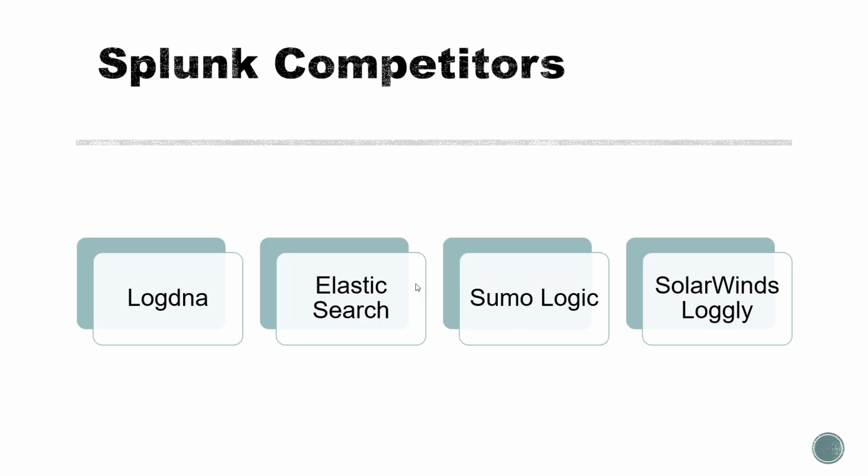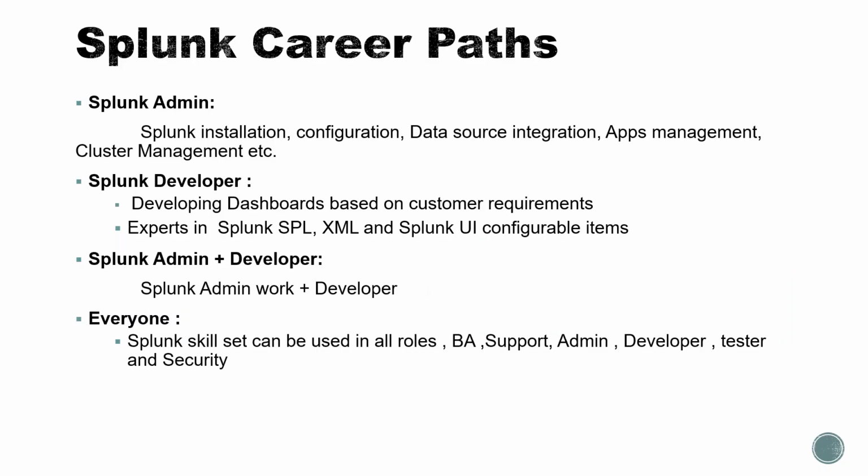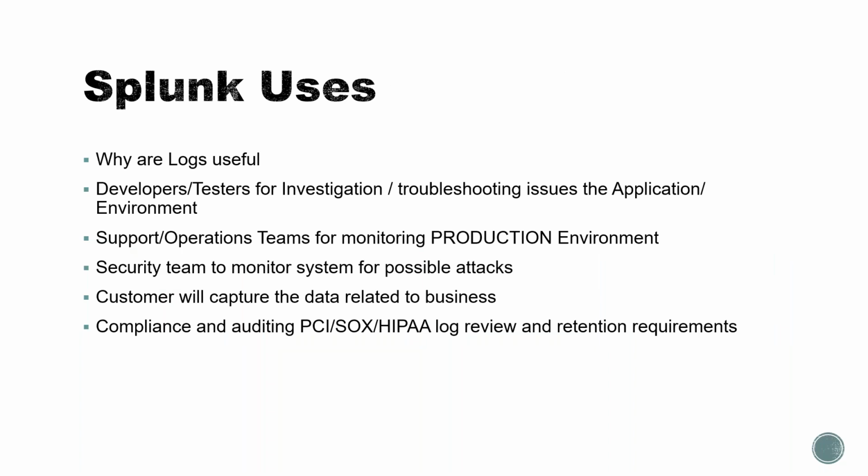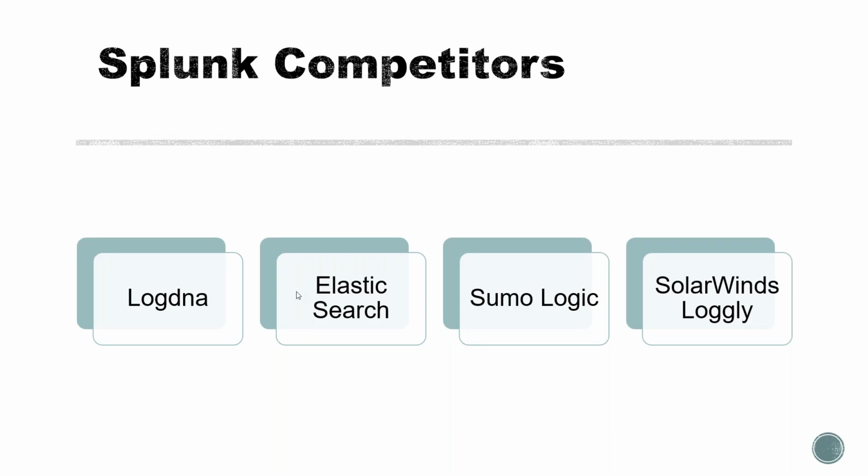We'll discuss these uses in detail in future classes. There are some competitors for Splunk as well, like LogDNA, Elasticsearch, Sumo Logic, and SolarWinds. There are multiple competitors, but Splunk has a major share. Around 80 to 90% of Fortune 500 companies use Splunk. If you see, 450 or 470 of them use Splunk.